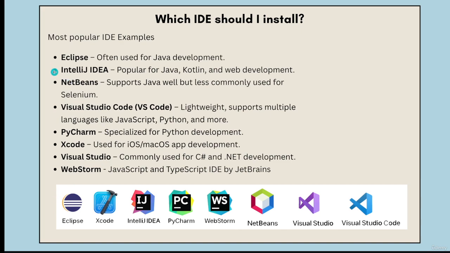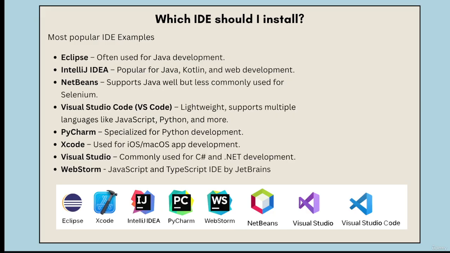IntelliJ IDEA is popular for Java, Kotlin, and web development. NetBeans supports Java well, but it's less commonly used for Selenium. Visual Studio Code is lightweight and supports multiple languages, JavaScript, Python, and more. PyCharm is specialized for Python development. Xcode is used for iOS and macOS development. Visual Studio is commonly used for C# and .NET development. And WebStorm is the JavaScript and TypeScript IDE made by JetBrains.